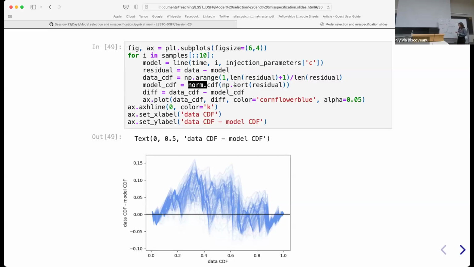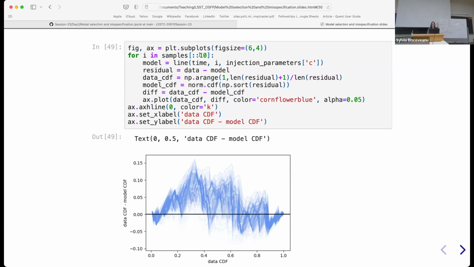And if our model assumptions are a good fit to our data, these two things should just match each other, right? And so to see visually whether or not they match each other, we're just going to subtract the model CDF from the data CDF and plot it as a function of the data CDF. And this is what we get.